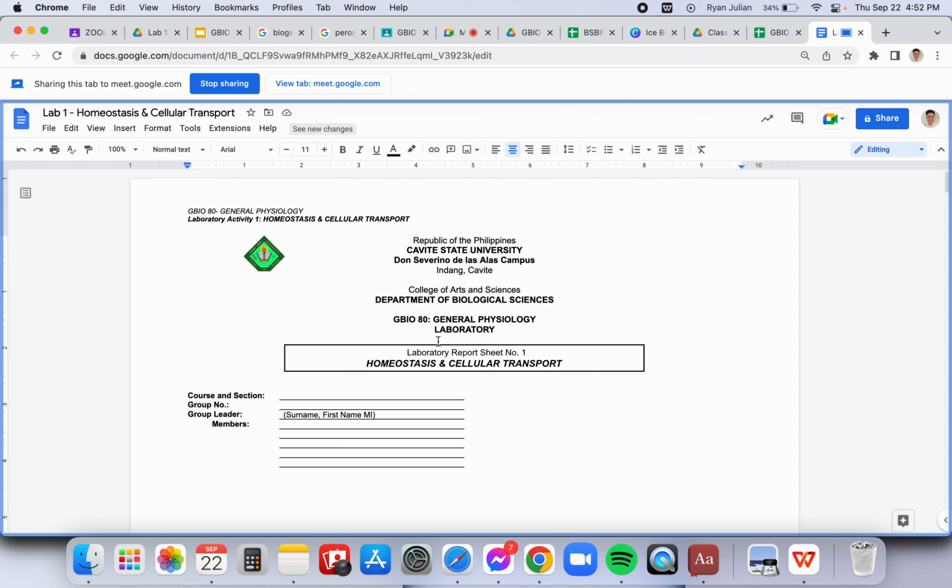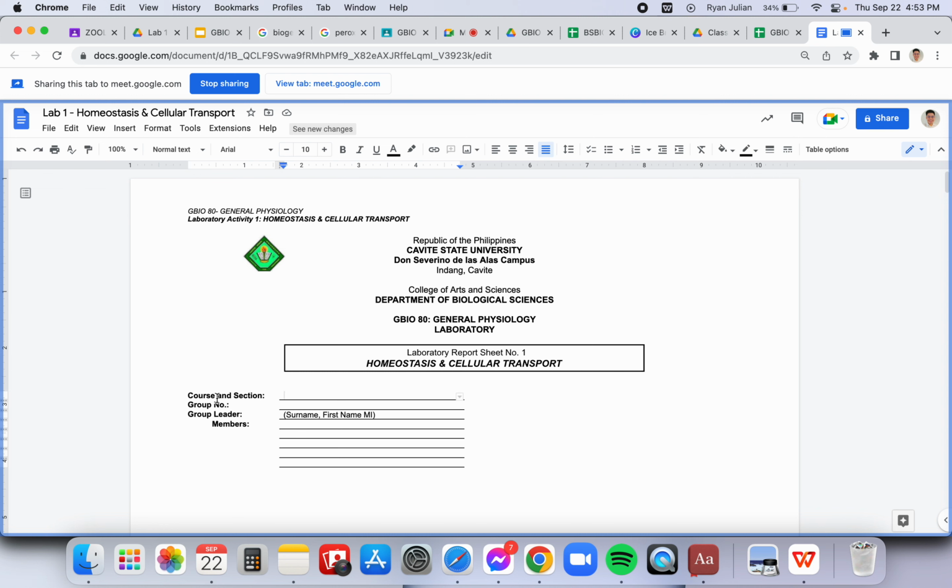And I've come to realize that if you are an individual who's going to work on this activity, it's going to be really difficult. That is why I opted to make this as a group activity so that each members can coordinate with one another for you to have a decent result that you're going to discuss on our next class meeting for our pre-lab discussion for laboratory number 1. It is entitled as homeostasis and cellular transport.